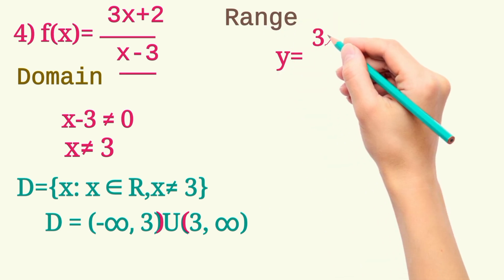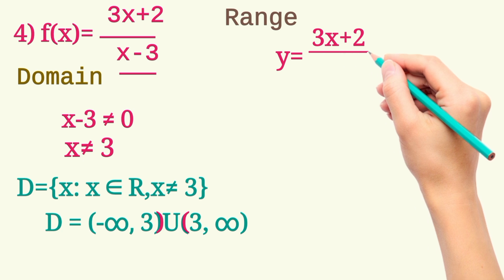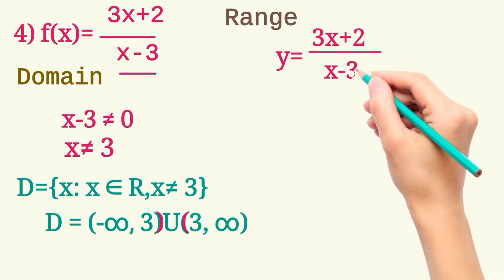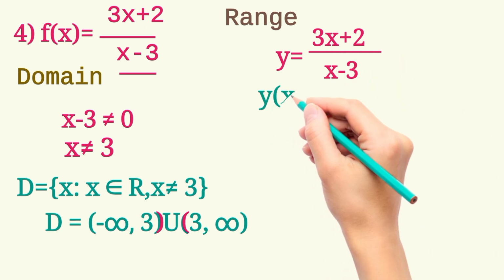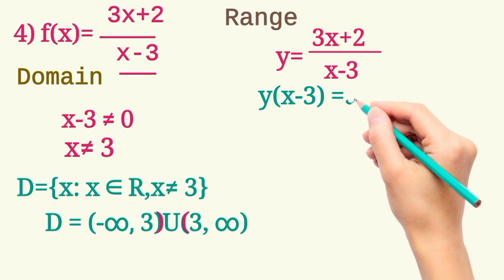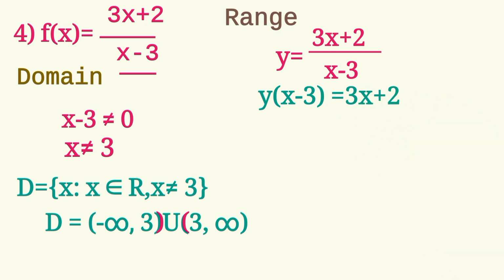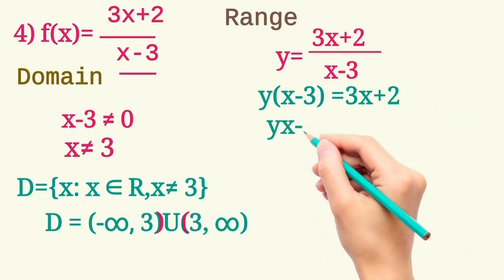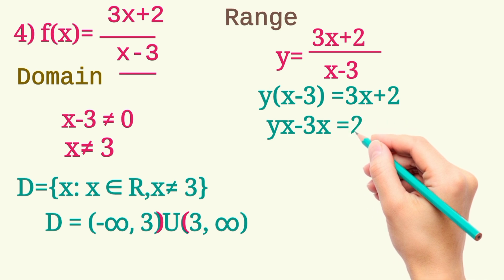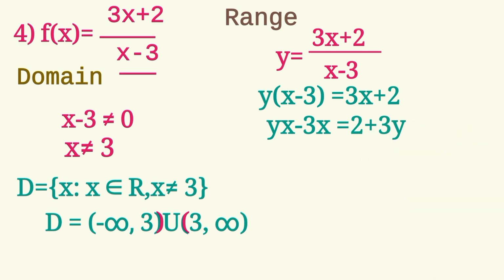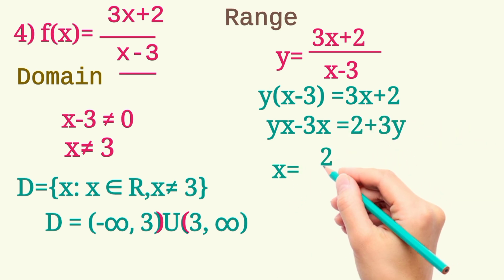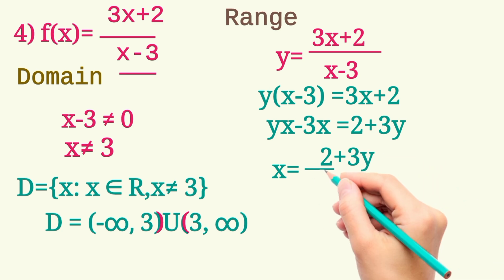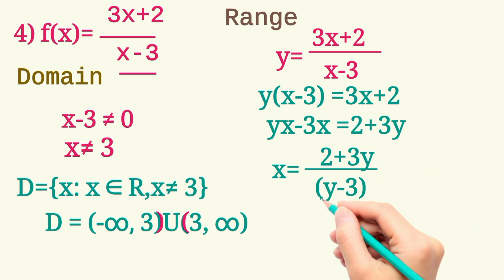Now for the range, we will replace f(x) with y. So y is equal to 3x plus 2 divided by x minus 3, which will give y(x minus 3) is equal to 3x plus 2, or yx minus 3x is equal to 2 plus 3y, or x is equal to 2 plus 3y divided by y minus 3.